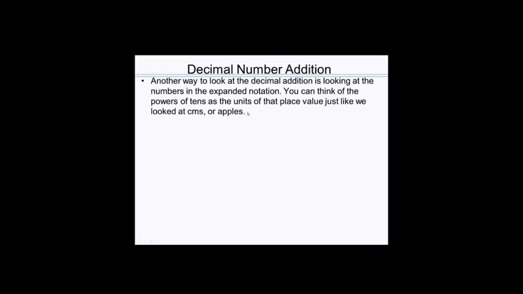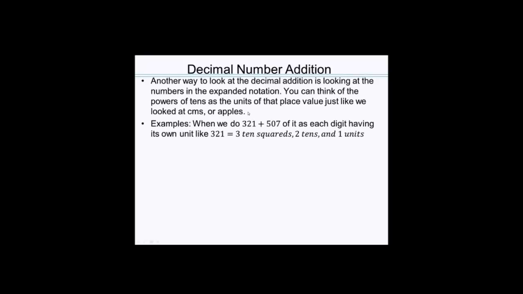All right, so let's recall that in decimal number addition, another way to look at it would be, you can think of powers of tens as units of that place, or hundreds as the units of that place, just like centimeters or apples. So in the expanded notation, when we write the two numbers, 321 and 507, the units, tens, hundreds, or 10 squares are the units that you're adding. And so in order to add these numbers together, remember what we did? We added the 7 and the 1, the 0 and the 2. So it would look like this. You're adding the units place together, tens place together, hundreds place together. But in the expanded notation, it will look like this.